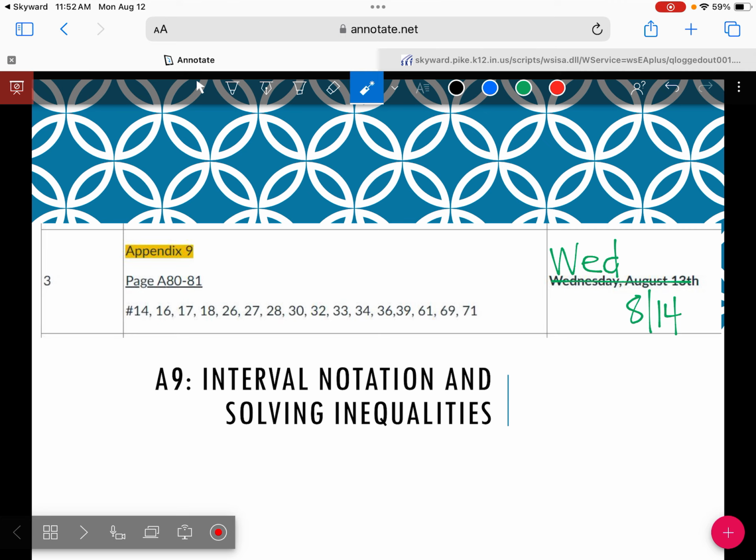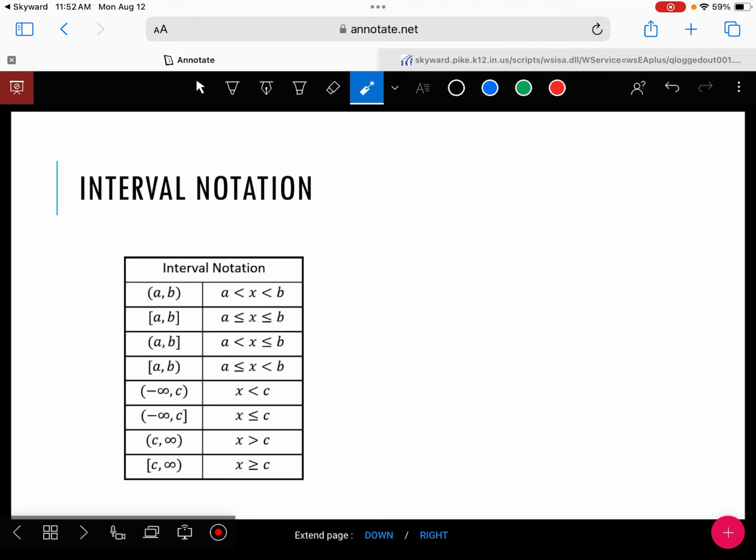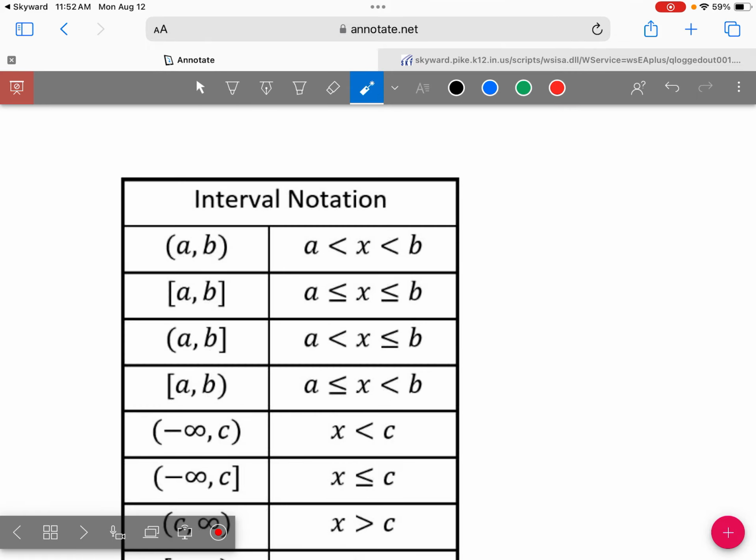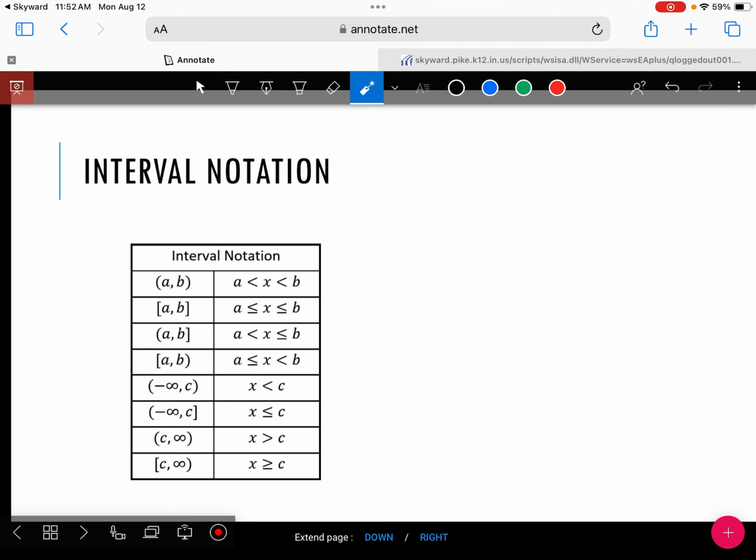All right, so go ahead and glue down the cutout. So interval notation is just another way to show an interval. So the main thing to keep in mind is that any time that it was not equal to, we use, sorry, let me go back. So we use parentheses.